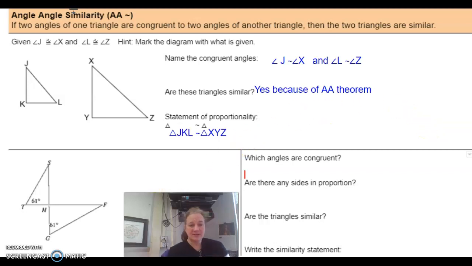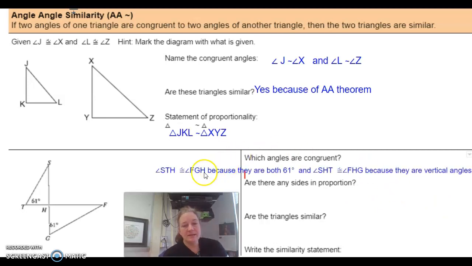And now we're going to do the same thing down here. I'm looking at these drawings here, okay, and we're told that angle STH, so STH, that's 61, and angle FGH, well, that's 61 as well. Angle T and angle G are 61. And angle SHT, see that's this angle right here, and angle FHG are congruent because they're vertical angles, right?